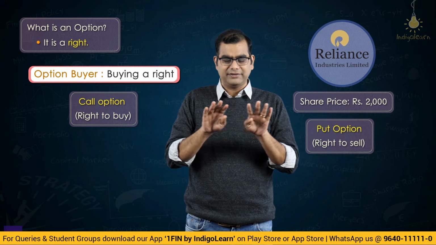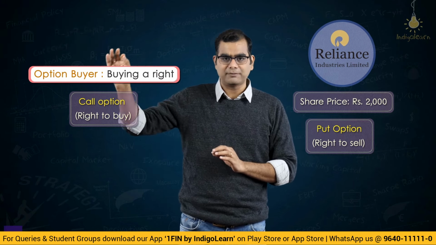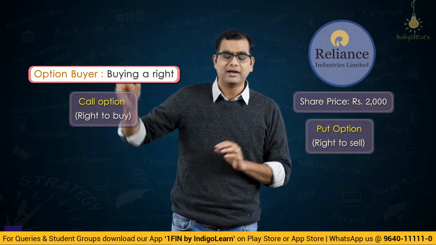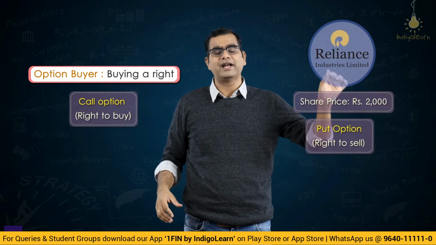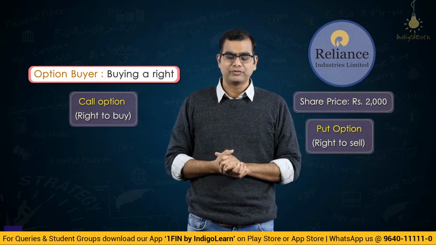Okay. That part, if you have understood, first step we have crossed. In an option, a call option buyer has a right to buy, a put option buyer has a right to sell. Okay, first part clear? Now coming to the second part.